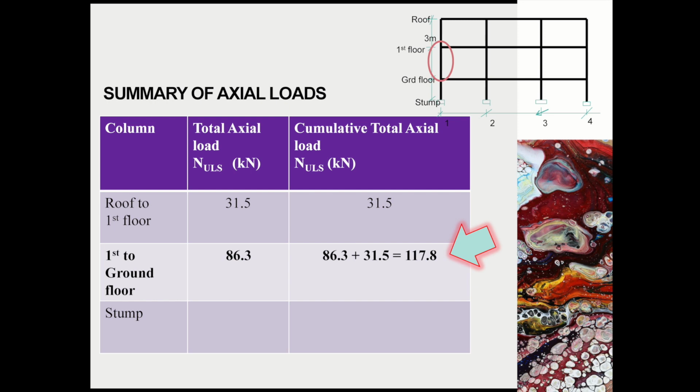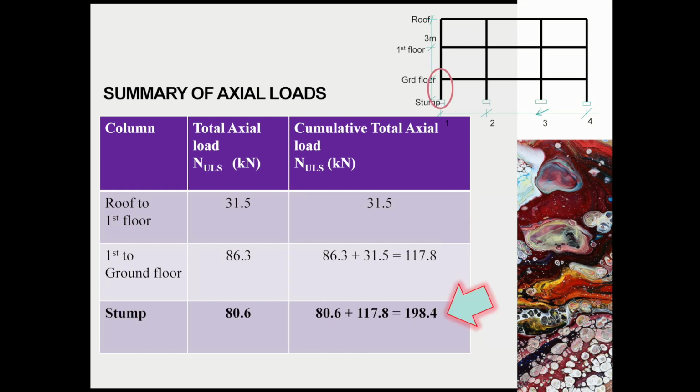For the column from ground to first floor, the axial load for the column, aside from the floor itself, is 6.3 kN, and the column also takes load from the upper floor, which is the roof, at 31.5 kN. Therefore, by summing them up, this column is taking an axial load of 117.8 kN. Next, the stump will need to take up the loadings from all the above floors, therefore ending up with 198.4 kN. You will see that the highest axial load is imposed on the stump.